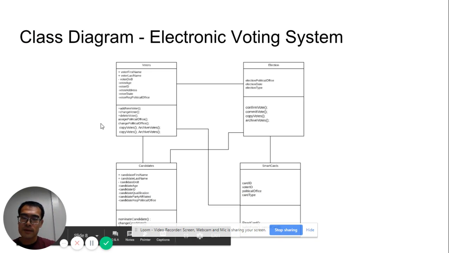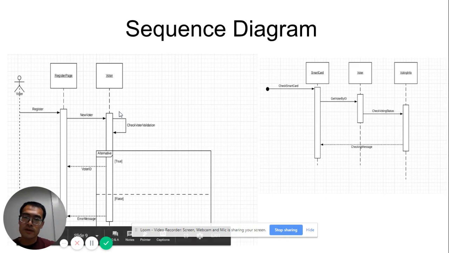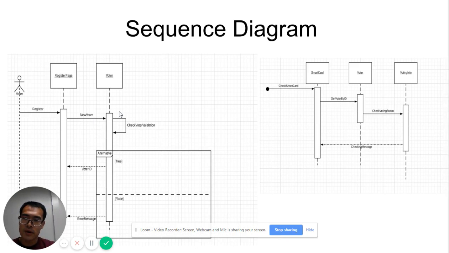Hello everyone, I'm Drew, and my part is the sequence diagram. This week I did two processes for the sequence diagram, and the first one is registration. If the voter comes to the official office for the first time, they need to register their ID. The officer needs to check the voter's ID.